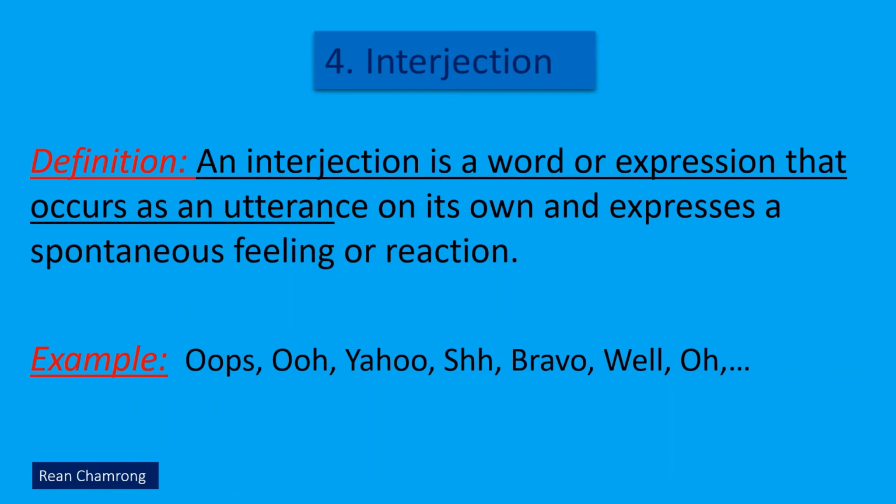So what is an interjection? An interjection is a word or expression that occurs as an utterance on its own and expresses a spontaneous feeling or reaction. Yes. Again, an interjection is a word or expression that occurs as an utterance on its own and expresses a spontaneous feeling or reaction. Example: oops, oh, yahoo, shh, bravo, well, oh. Yes. So all of these are interjections, words or expressions that occur as an utterance on their own and express spontaneous feeling or reaction.